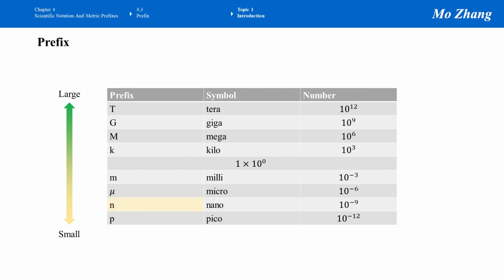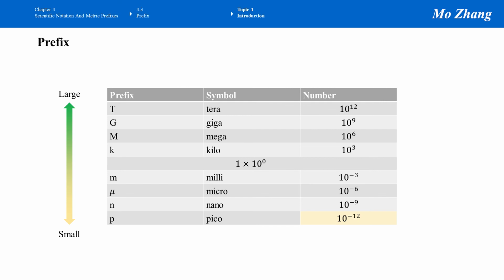The next one is nano. The prefix is n, and that means nano. Nano is 10 to the power negative 9. The last one in the list is pico. P is the prefix, and pico means 10 to the power negative 12.